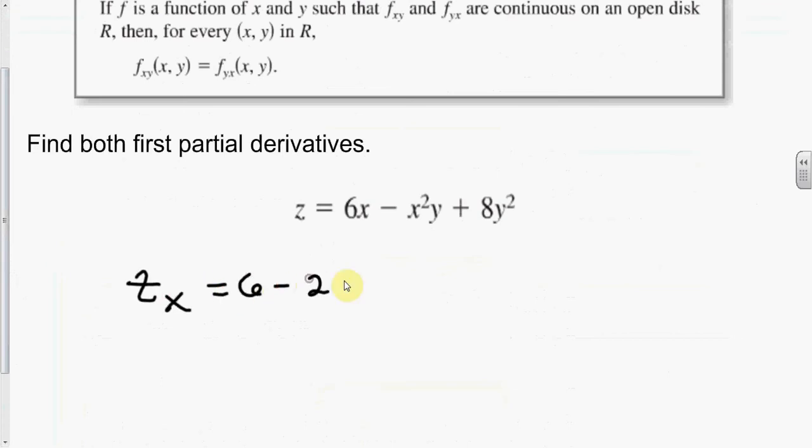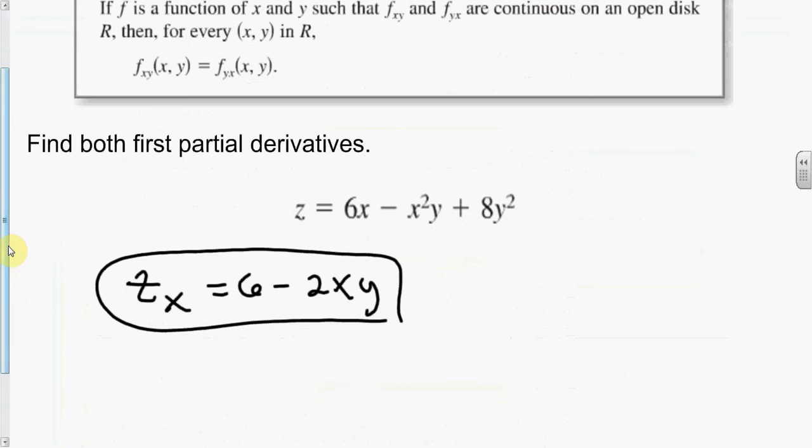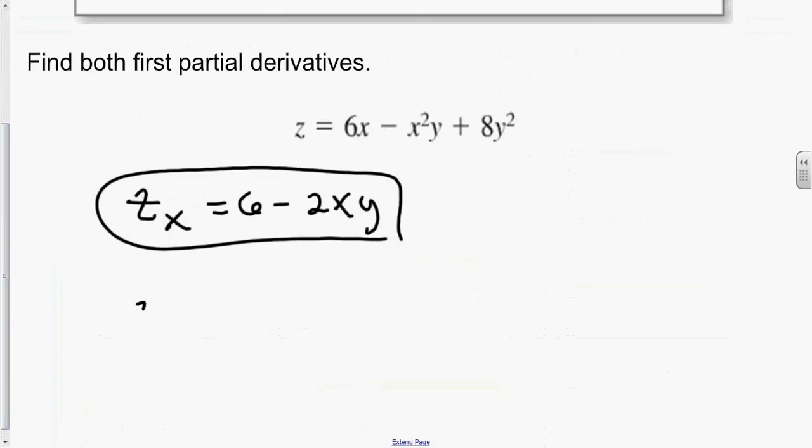6 minus 2xy. Okay? Then what about the partial of z with respect to y? So x here is a constant or coefficient, so I go to this next term, negative x squared y. That becomes negative x squared plus 16y.